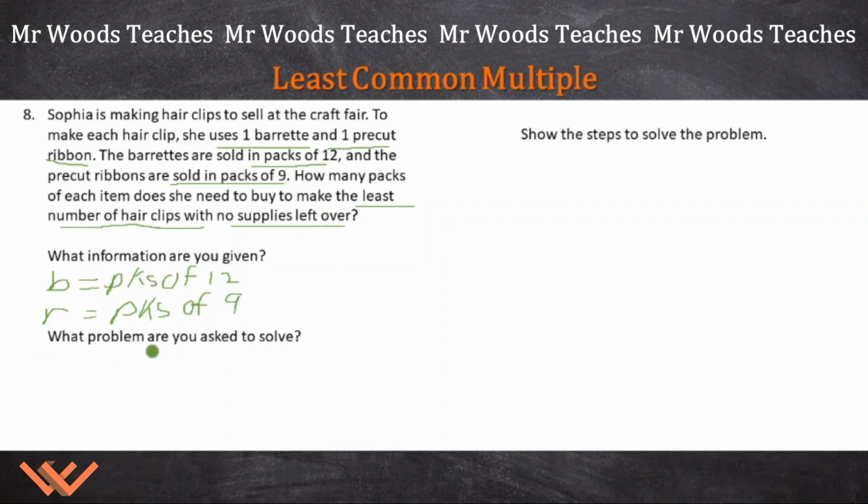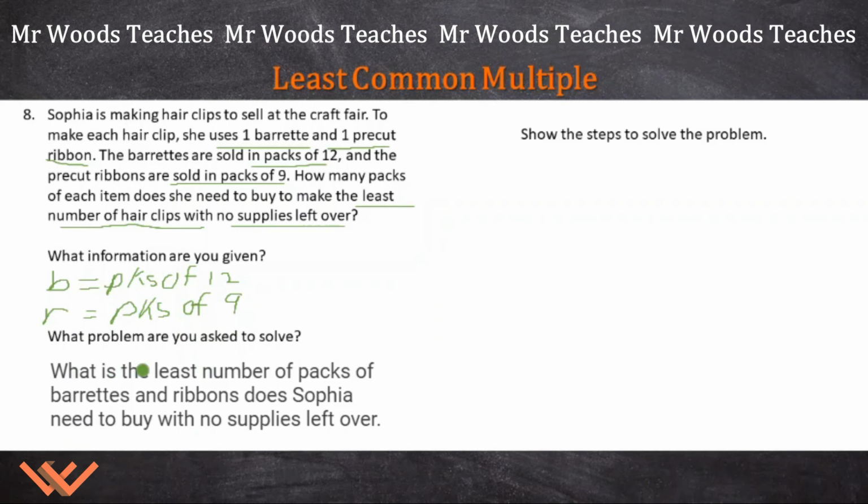The next question: what are you asked to solve? We're asked to find out the least number of packs of barrettes and ribbons that Sophia needs to buy so that there's nothing left over. If I was writing this up, I would put it in a complete sentence. What is the least number of packs of barrettes and ribbons Sophia needs to buy with no supplies left over? Right out of this information here. It says each item right here, and I just filled it in with ribbons and barrettes. So all the information is in here. You just have to be able to comprehend it and bring it down and write this sentence.